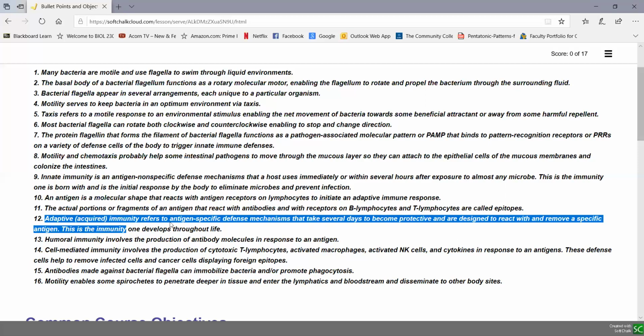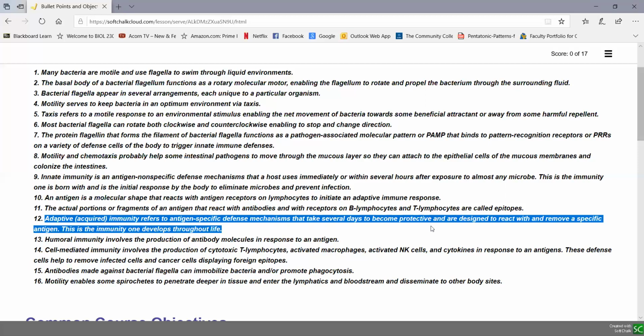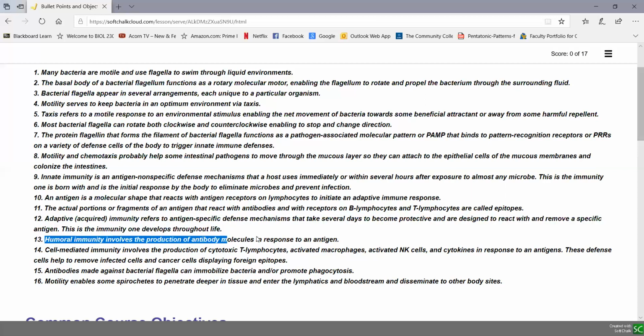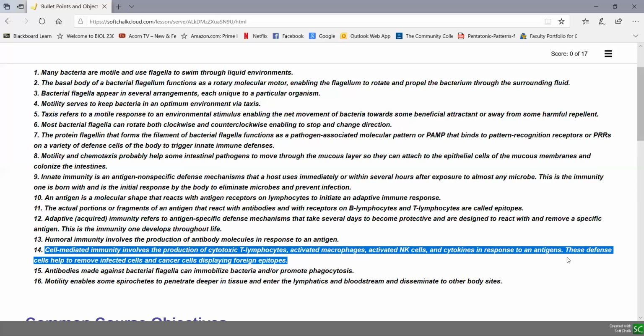Adaptive immunity is an antigen-specific body defense mechanism that takes several days to become protective and is designed to remove a specific antigen. This is the immunity we develop throughout our life. Humoral immunity involves the production of antibody molecules in response to an antigen. Cell-mediated immunity involves the production of cytotoxic T lymphocytes, activated macrophages, activated NK cells, and cytokines in response to an antigen. And this helps to remove infected cells and cancer cells that display foreign epitopes.